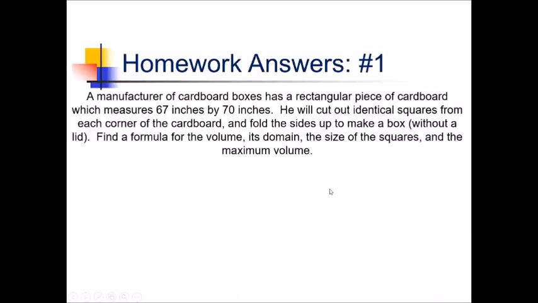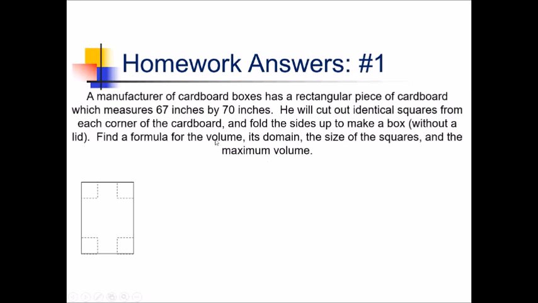For this problem, we have a manufacturer of cardboard boxes with a rectangular piece of cardboard that's 67 by 70, and he's cutting out identical squares from each corner of the cardboard and then folding up the sides and making a box without a lid. So here's a visual of what's going on. Here's our rectangular piece of cardboard, cutting out squares from each corner, folding up the sides. So you get a box that way. We want a formula for the volume of this box, its domain, the size of the squares, and the maximum volume. So let's start with the formula.